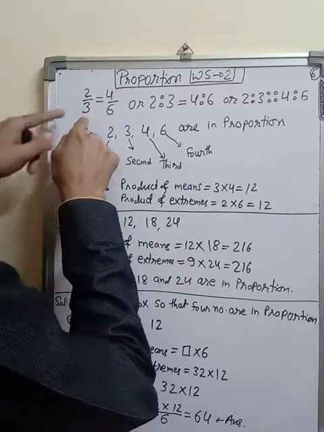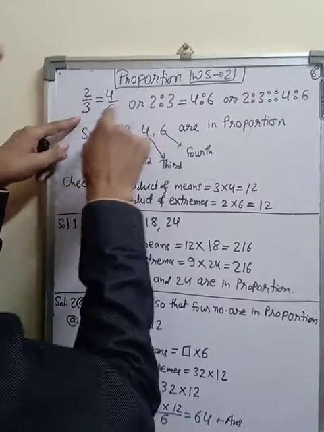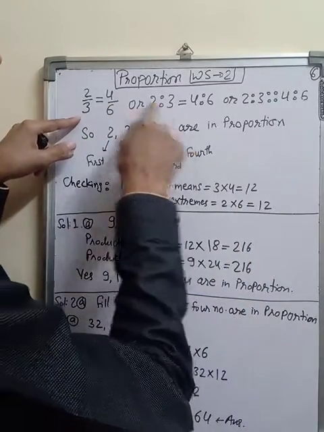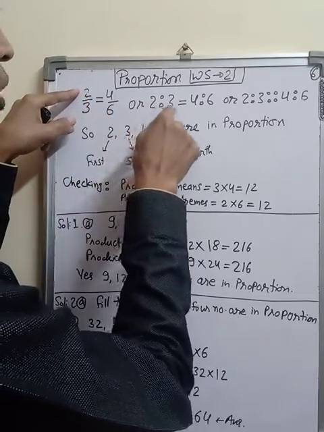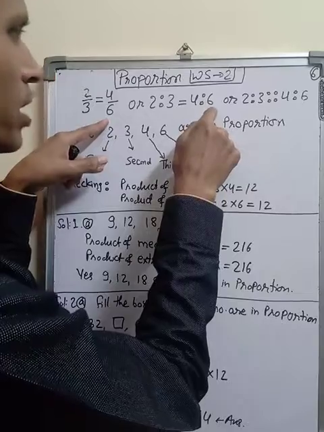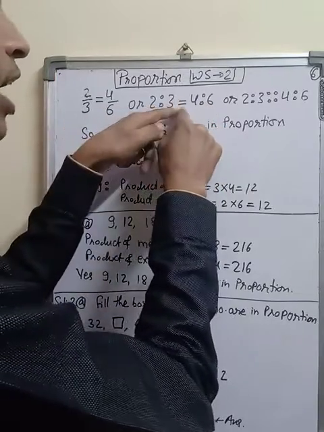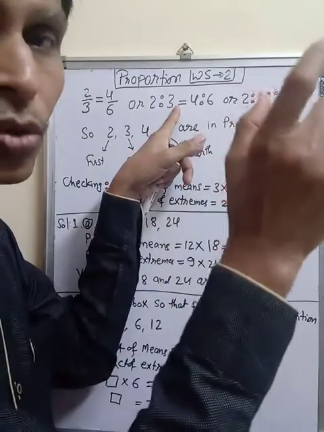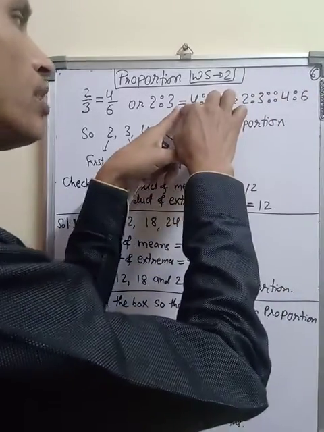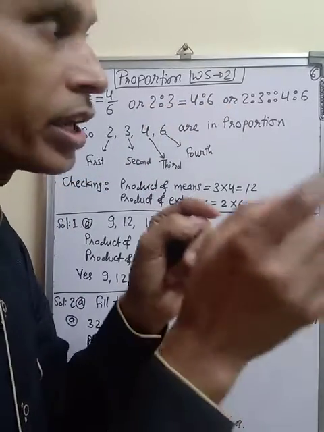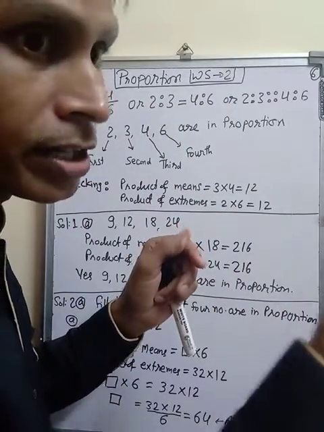So because these two are equal, they can be written in ratio form: 2 upon 3 can be written 2 ratio 3, and 4 upon 6 can be written 4 ratio 6. And this equal sign can be replaced by another sign, that is called the proportion sign. When two ratios are equal, then we say these ratios are in proportion.